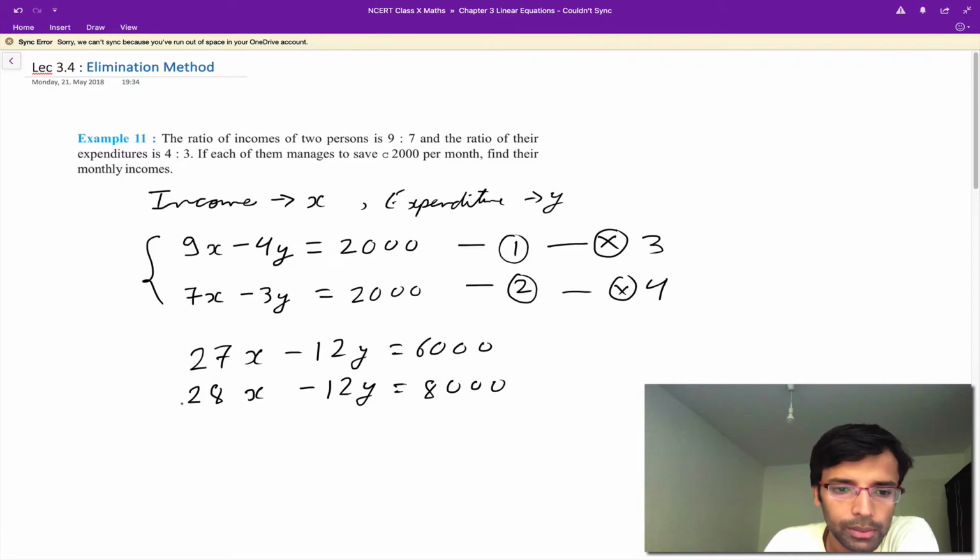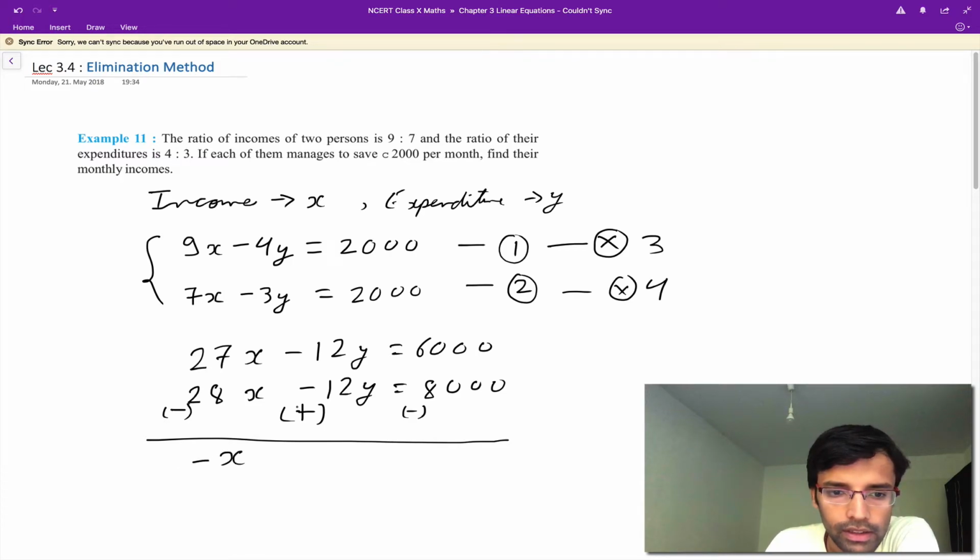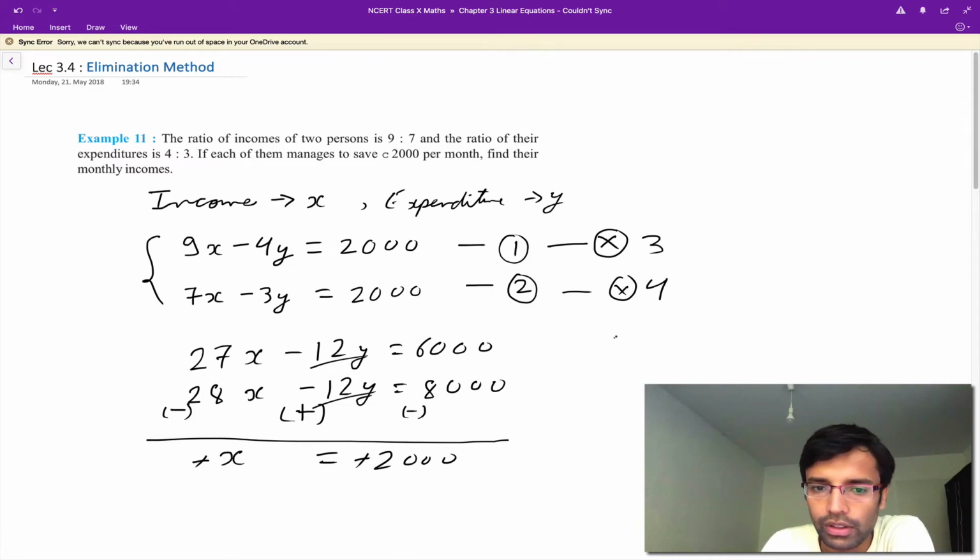Now we simply subtract this equation from this. So when we subtract this, the signs change. It becomes from plus to minus, this one goes from minus to plus, and this one becomes plus to minus. And what we get if we do this: 27 minus 28 minus x, and the y gets cancelled out, so it becomes 0, and this is equal to 6000 minus 8000, minus 2000, and we get our solution. x is equal to 2000.